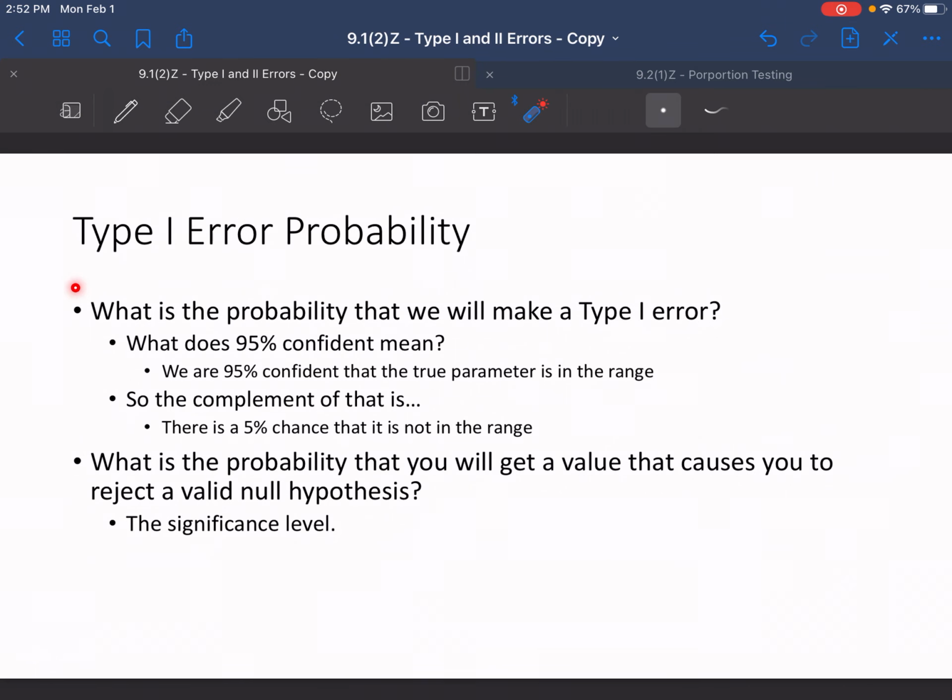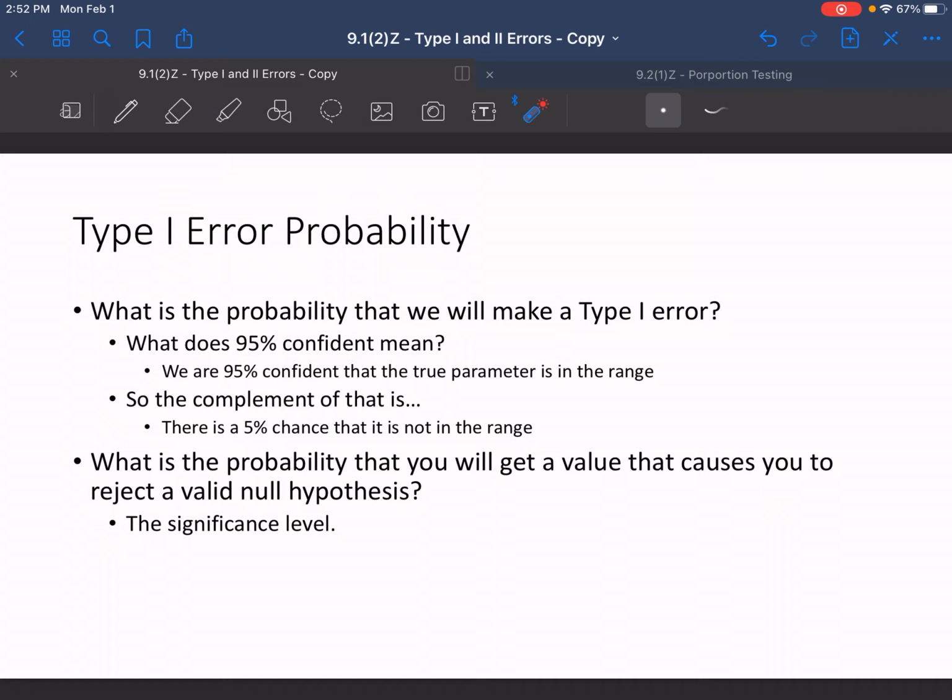So when we're looking at this idea of type 1 error probability, what is the probability that we will make a type 1 error? So what does a 95% confidence level mean? Well, that just means that we are 95% confident that the true parameter is in the range of whatever we specified. The flip side of that would be that there's a 5% chance that it is actually not in the range.